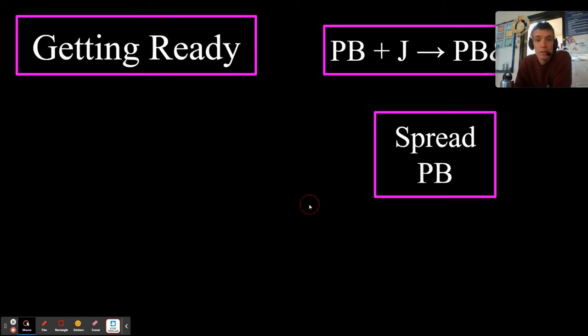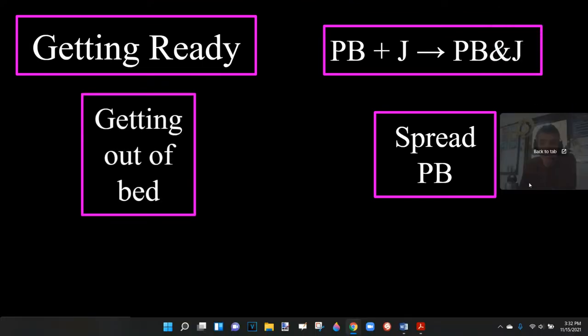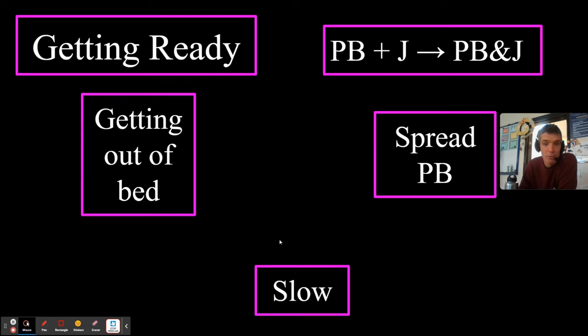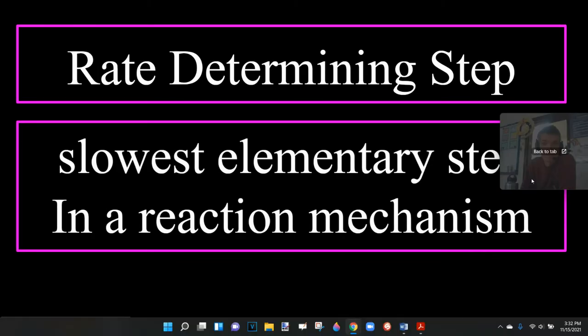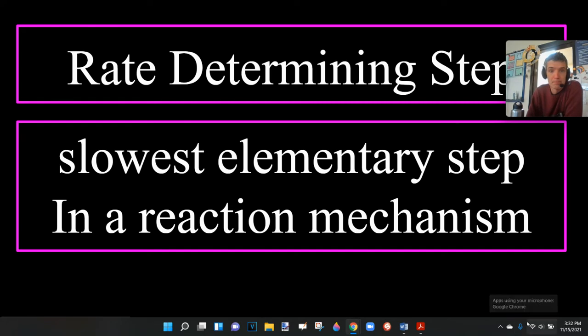Now, in each of these mechanisms, these two things are the slowest step. And therefore, we're going to call them the rate determining step. They're going to determine how fast the overall process happens, because they're the slowest step.